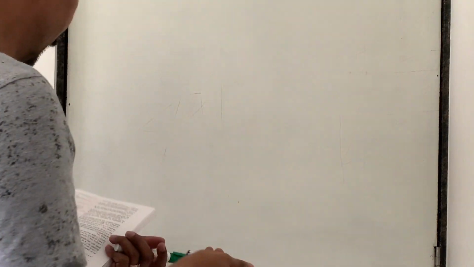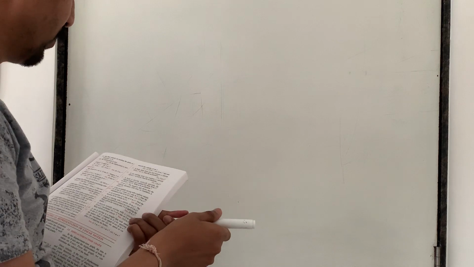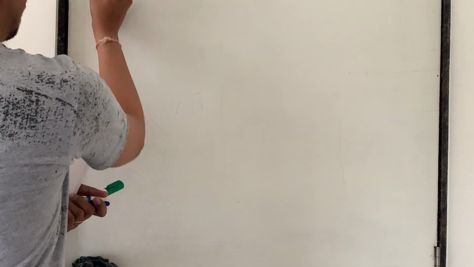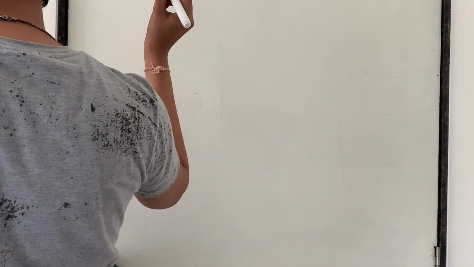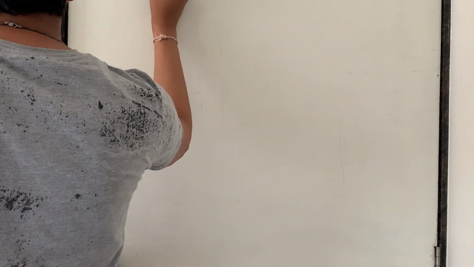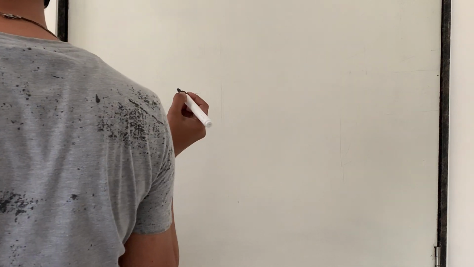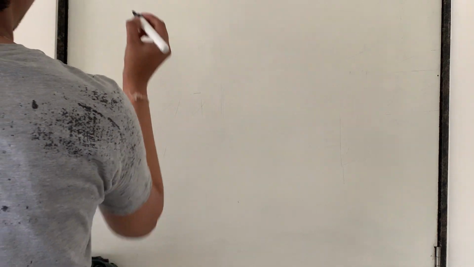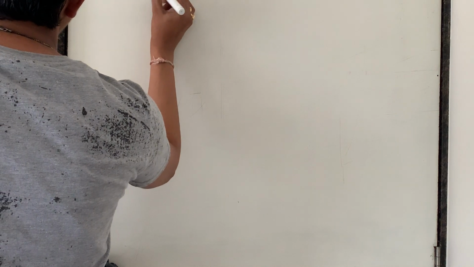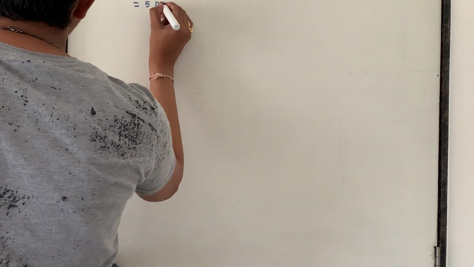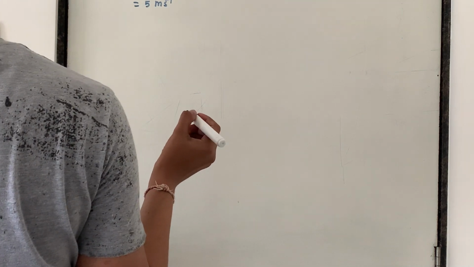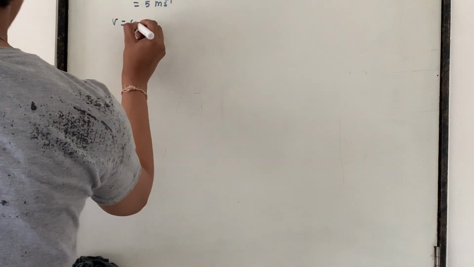In the 12th question, a toy car is initially moving with a uniform velocity. Initial velocity u is given as 18 kilometer per hour. You have to convert this into meter per second, so it is 18 into 5 by 18. That comes out to be 5 meter per second. It comes to rest, so v is equal to 0.